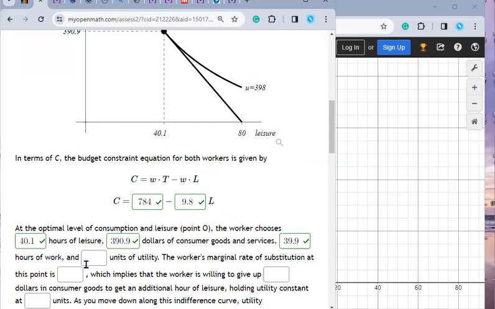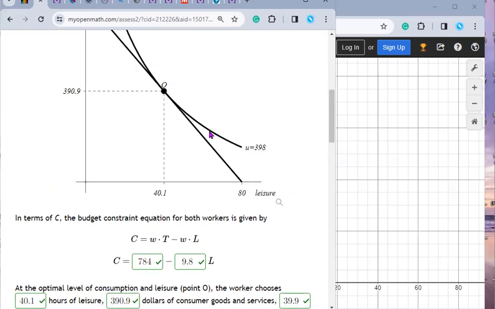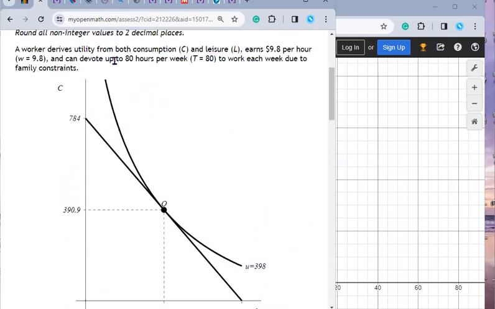And the utility is 398. The worker's marginal rate of substitution, if you remember, is the slope of the indifference curve. And as you move up the indifference curve, the curve gets steeper, right? It gets really steep up here. Why is that? Because leisure's scarce, consumer goods are super abundant. So if this person wants one more of a scarce good called leisure, that person's willing to give up a lot of consumption for a little increase in leisure, right?